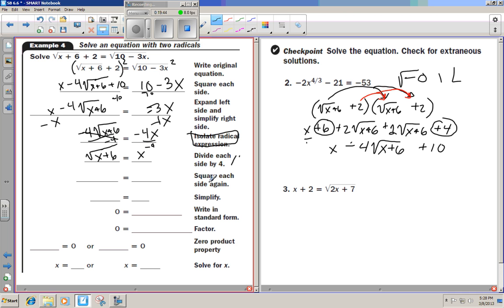This is why I said this is extra credit. You're going to have to actually do it twice. If you square each side again, now you get x plus 6 by itself, and you get x squared. We simplify by minusing x, minusing 6. So you all end up here.